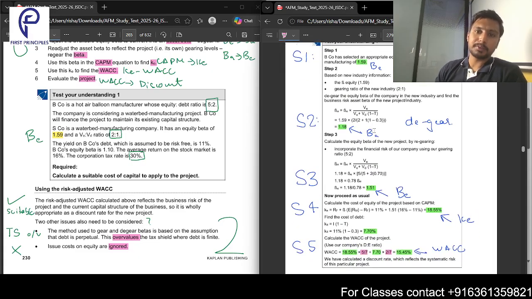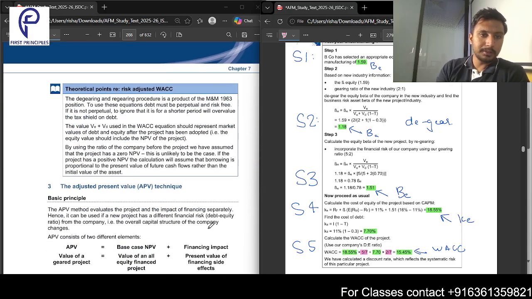This is the 5-step process. Actually, a 6-step process if we include the discounting, but the 6th step is not done over here. We're using the WACC to discount the cash flows. Otherwise, the 5 steps we have understood here. And we've looked into the limitations as well.